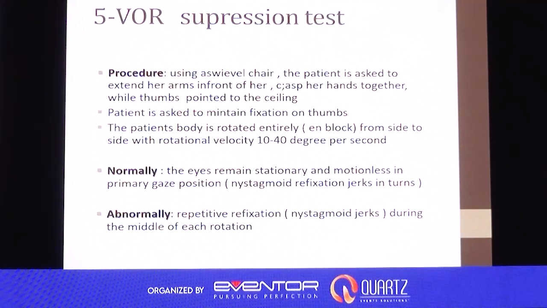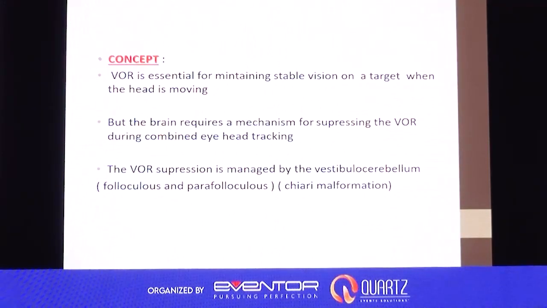Normally, the eyes remain stationary and motionless in primary gaze position, while nystagmoid fixation jerks are mild or very few. But abnormally, there are repetitive fixations known as nystagmoid jerks during the middle of head rotation. So it's important in the diagnosis of lesions in the flocculus and paraflocculus, as we mentioned.